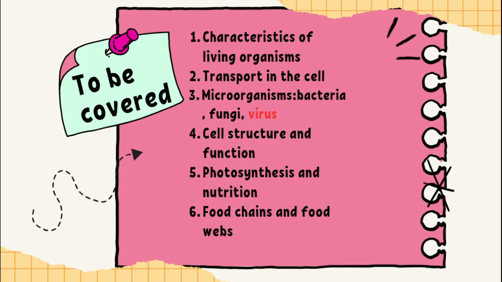We're going to be looking at characteristics of living organisms, different methods of transport across the cell membrane, and some microorganisms: bacteria, fungus, and virus. There's a reason why virus is in red, because it's debatable whether or not a virus is a microorganism. Then we're going to look at cell structure and function, photosynthesis and food chains, and nutrition and food webs. Anyways, let us just get started.